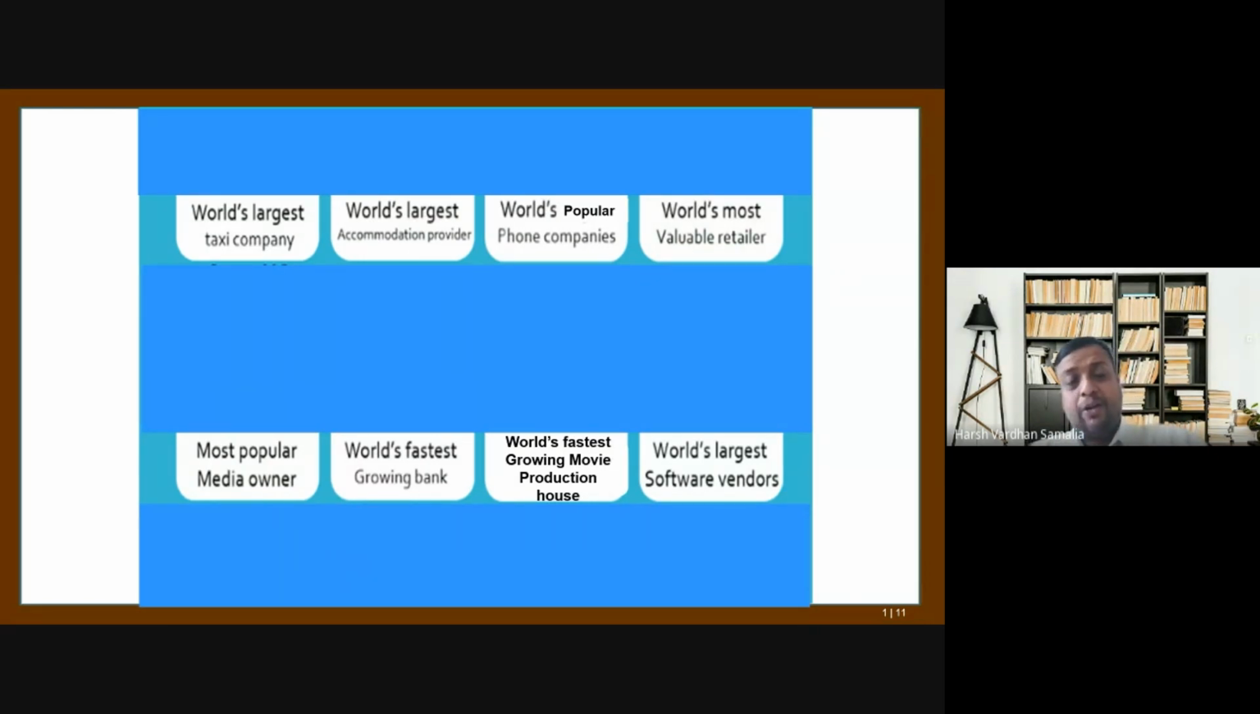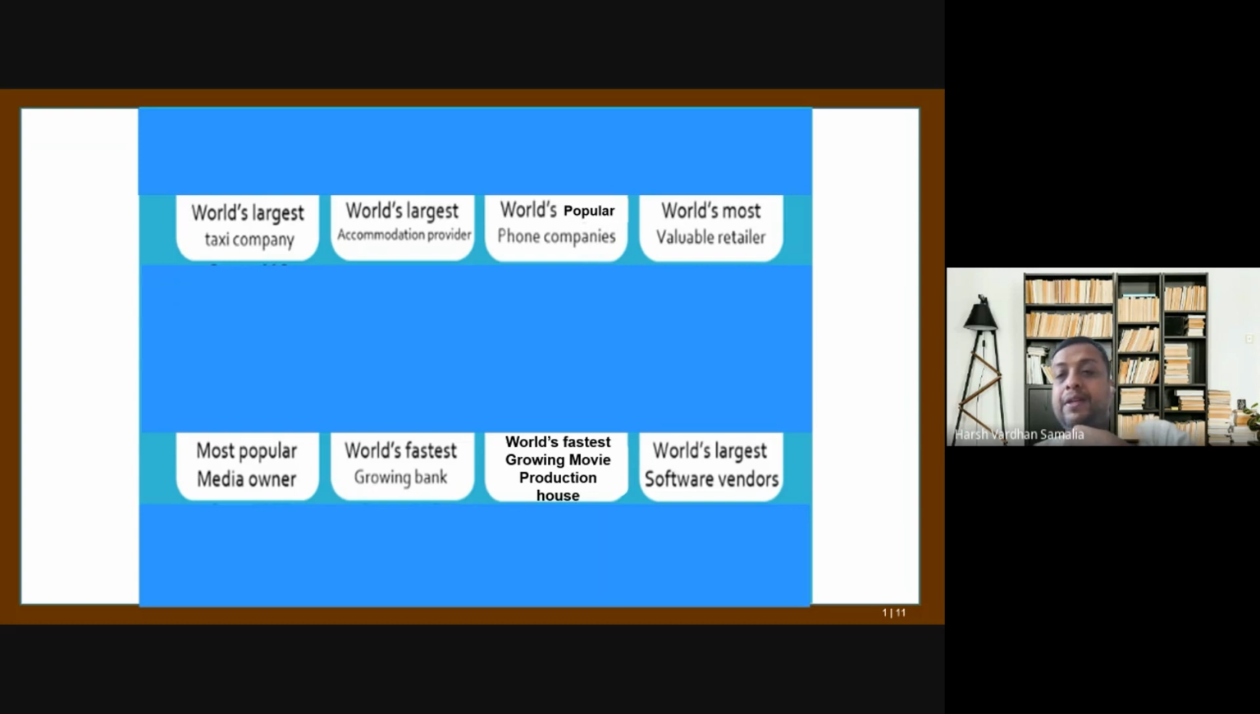But my question to all of you is: which is the world's largest taxi company, which is the world's largest accommodation provider, and the world's most valuable retailer? Would any of you like to answer that? You can write in chat. Okay, Alok sir has given a couple of answers. Anyone else would like to try? Sandeep sir has given an answer.